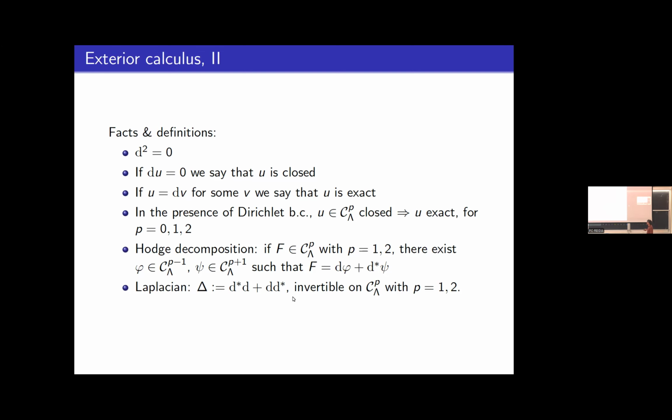Another thing is that in this context, the Laplacian is defined in this way as D star D plus D D star, and this is invertible on the space of P forms both for P equal 1 and P equal 2. And I think also for P equal 0. For P equal 0, you should interpret D star as being 0. So for P equal 0, the Laplacian is just D star D.